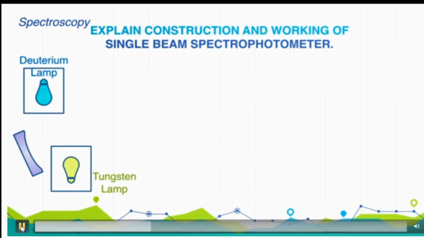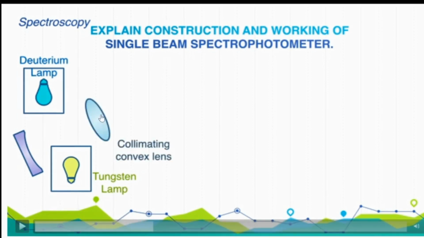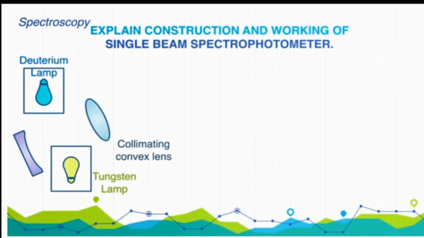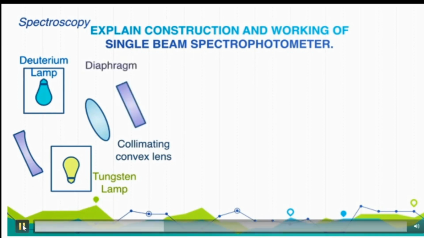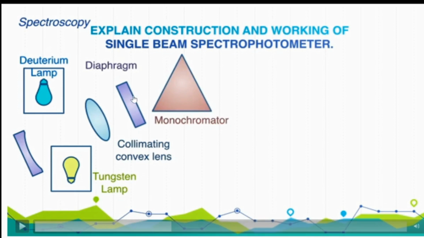Second comes the collimating convex lens. This is another important part of this spectrophotometer. Its function is to collect all the light beams emitted by the source. And then there is a diaphragm. It is used to set 100% transmittance. The diaphragm is there for transmitting all this light to the monochromator.